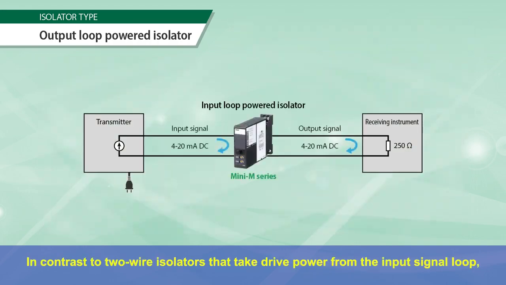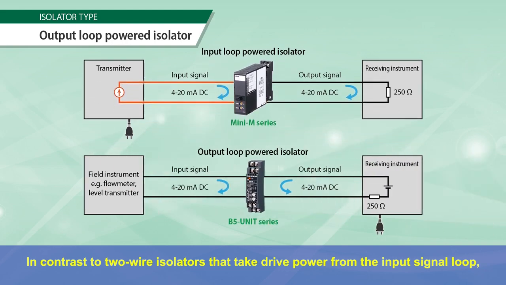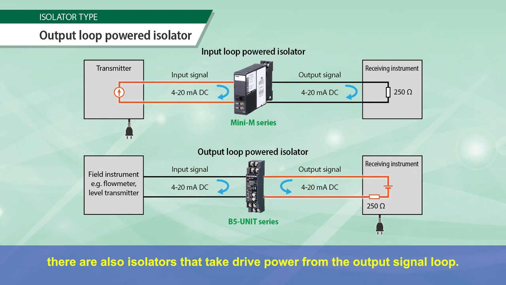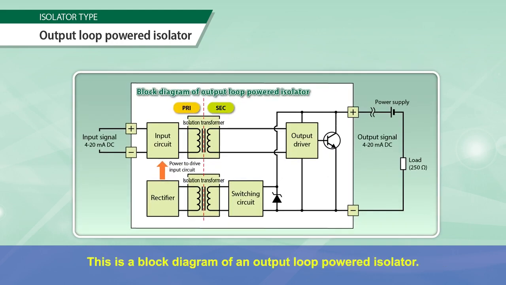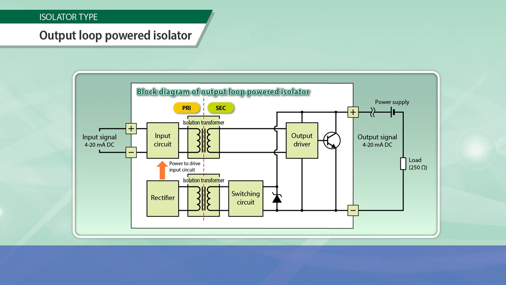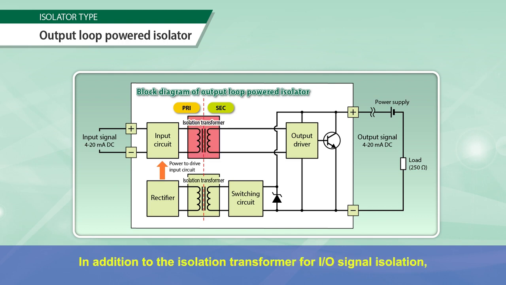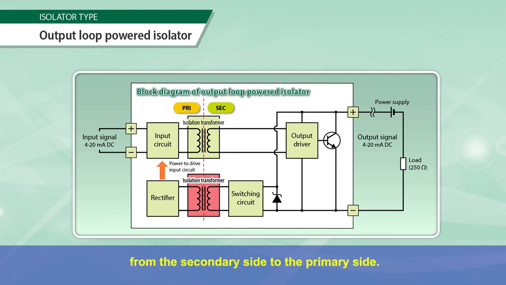In contrast to 2-wire isolators that take drive power from the input signal loop, there are also isolators that take drive power from the output signal loop. They are similar in that they do not require wiring for a power supply. This is a block diagram of an output loop-powered isolator. In addition to the isolation transformer for I/O signal isolation, another isolation transformer is used to supply power from the secondary side to the primary side.